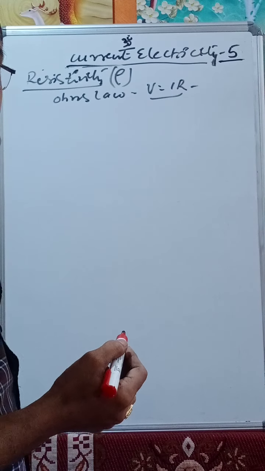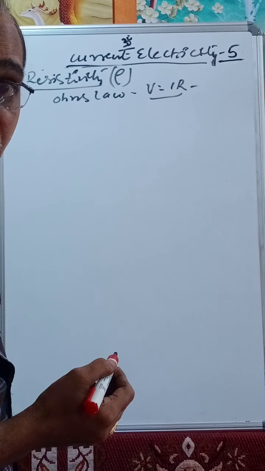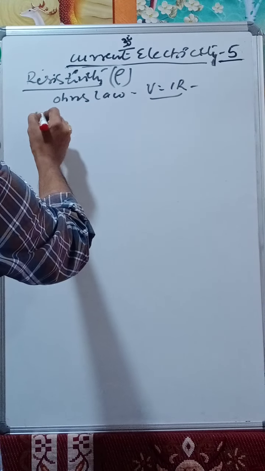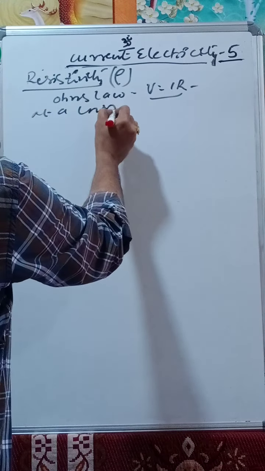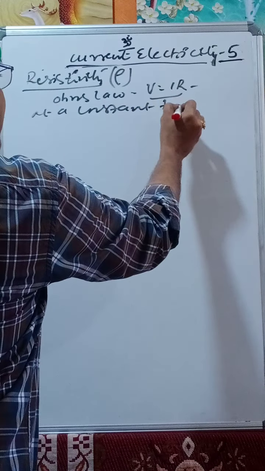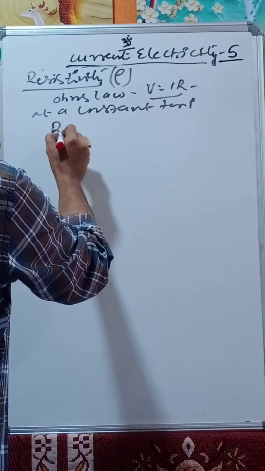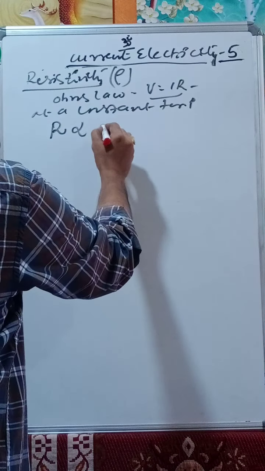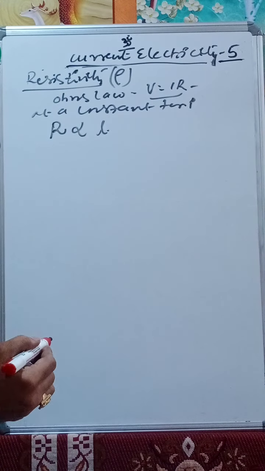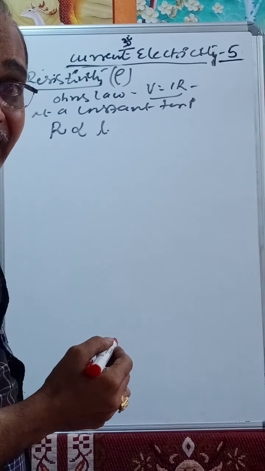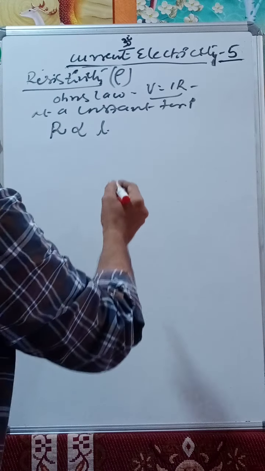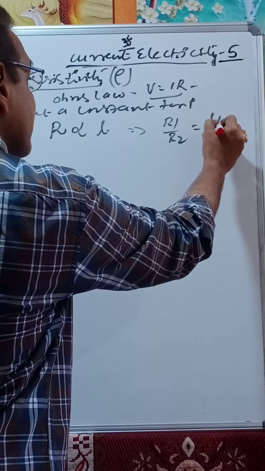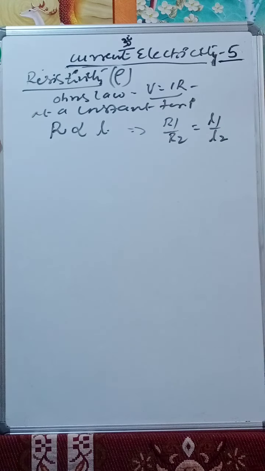I told you yesterday this is only a basic law. It is an empirical relation but not a universal law. Now, at a constant temperature, the resistance of a wire or a metal is directly proportional to the length of that wire. This implies R1 by R2 is equal to L1 by L2.